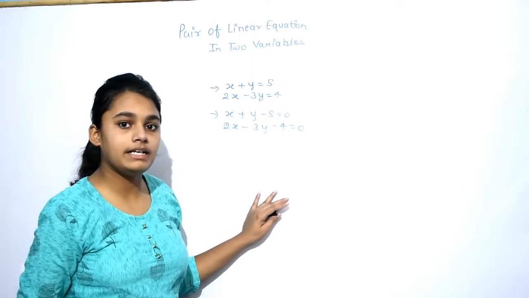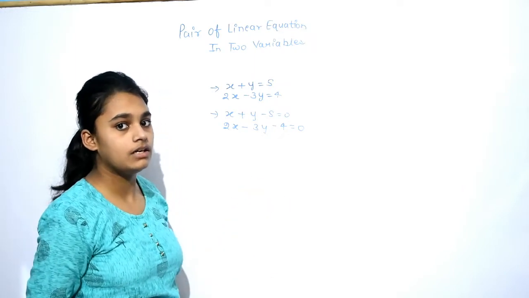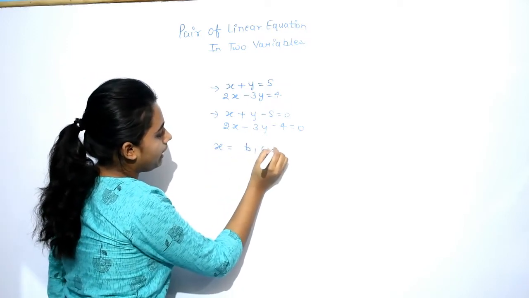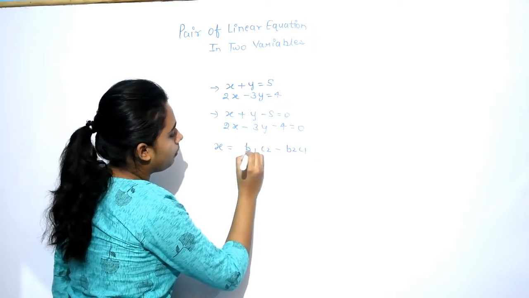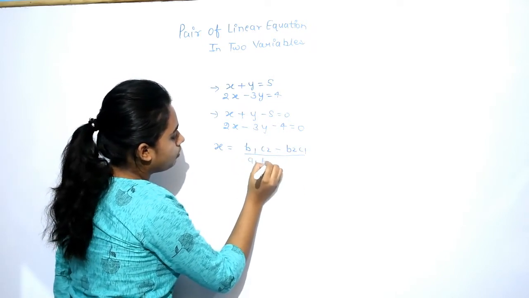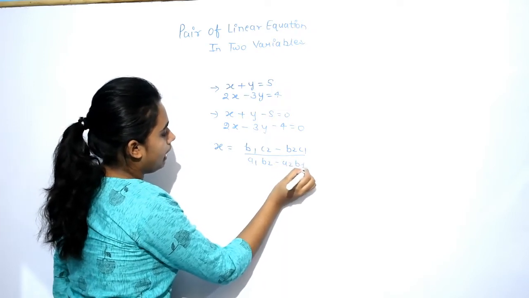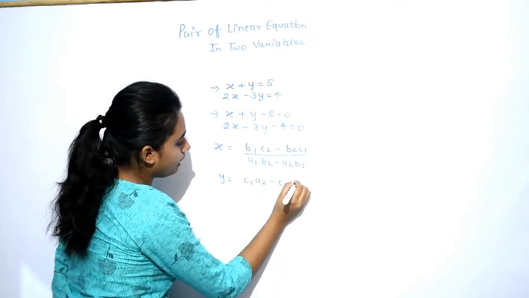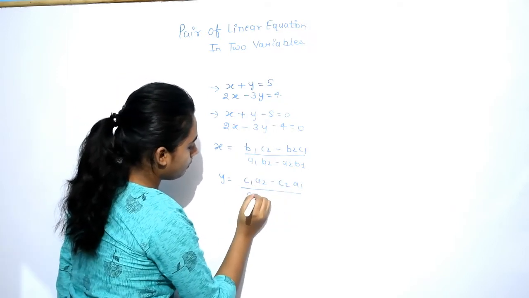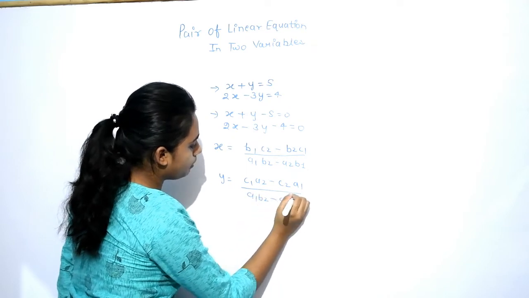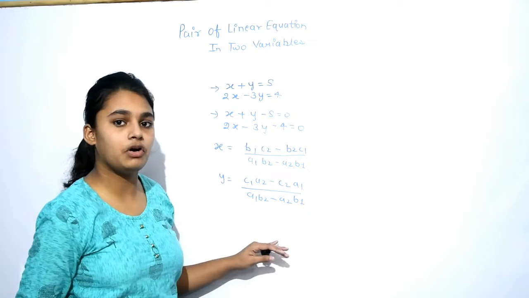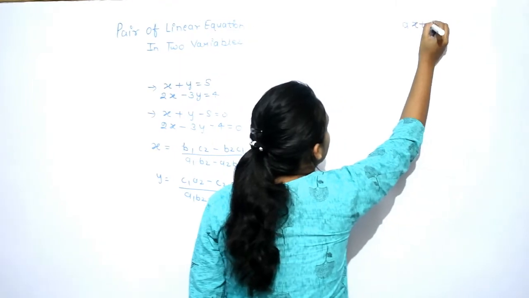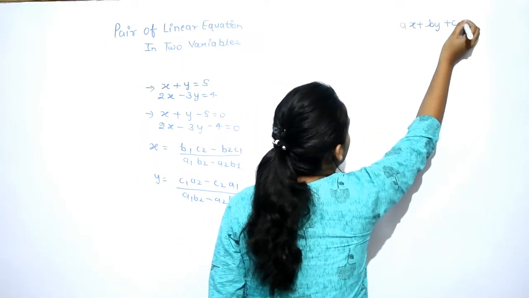Now we can find the values of x and y easily by two formulas. For x, we have x equals b1 c2 minus b2 c1 upon a1 b2 minus a2 b1, and for y we have y equals c1 a2 minus c2 a1 upon a1 b2 minus a2 b1. These are the formulas for finding the values of x and y, as I have told you about ax plus by plus c equals 0.